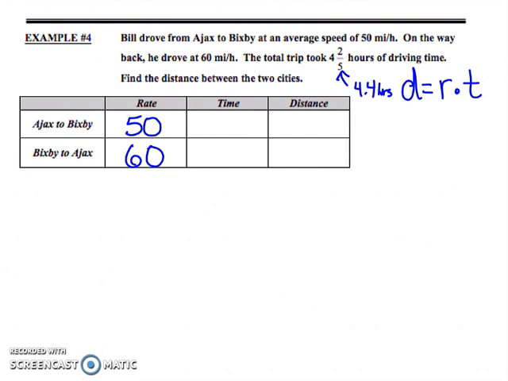Okay, so what we don't know is how much of that 4.4 hours was the time getting there and how much of that 4.4 hours was the time getting back, right? So here's where we introduce our variable t. We're just going to say, and it's arbitrary, it doesn't matter which one we let be t, but we're going to say, let's let the time that it took Bill to get from Ajax to Bixby be t, okay?